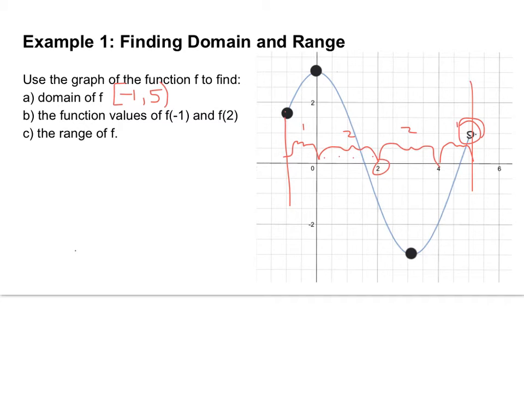The function values of f of -1. Well, f of -1 means that I'm looking at where the function, what it's equal to at -1. And I'm doing a little erasing here to make it clearer to see.